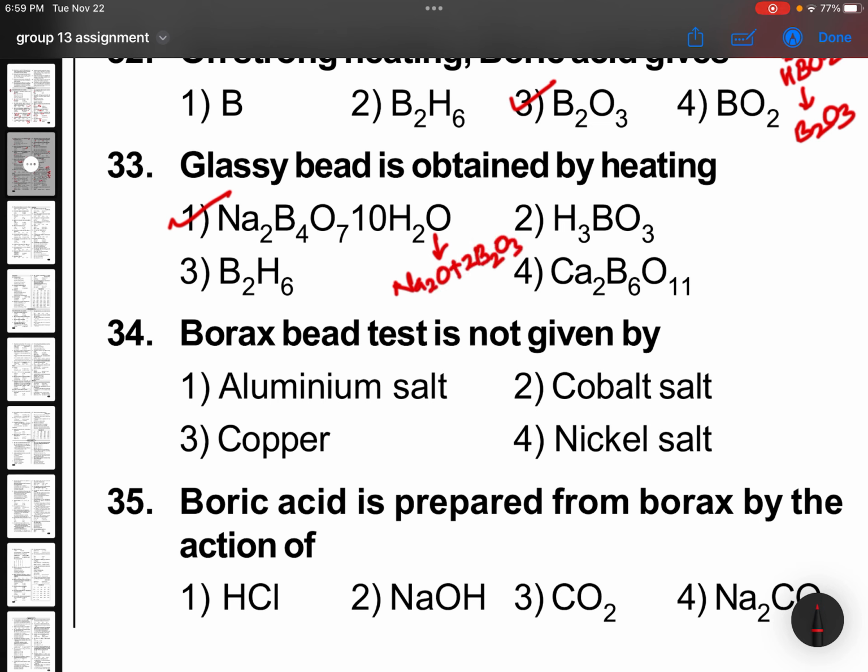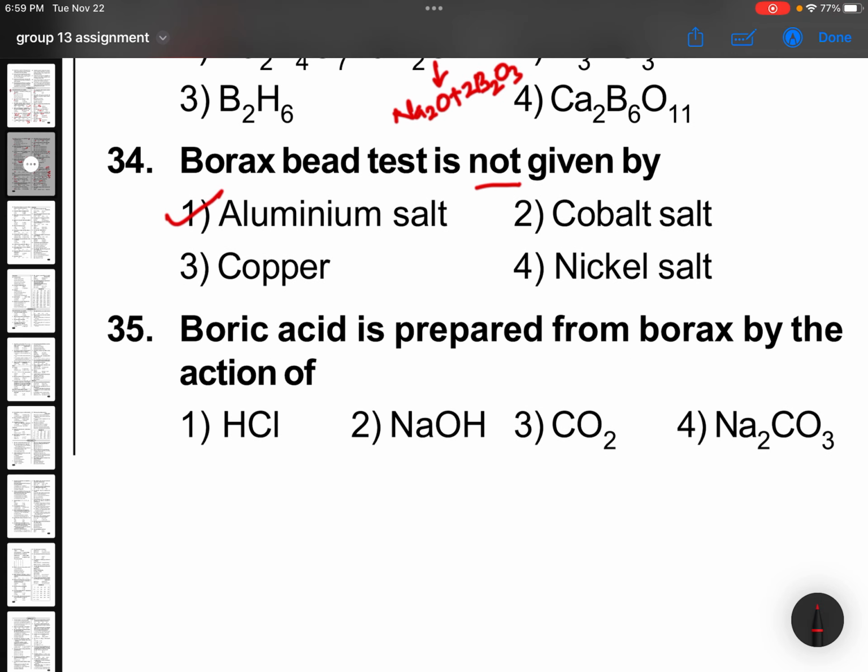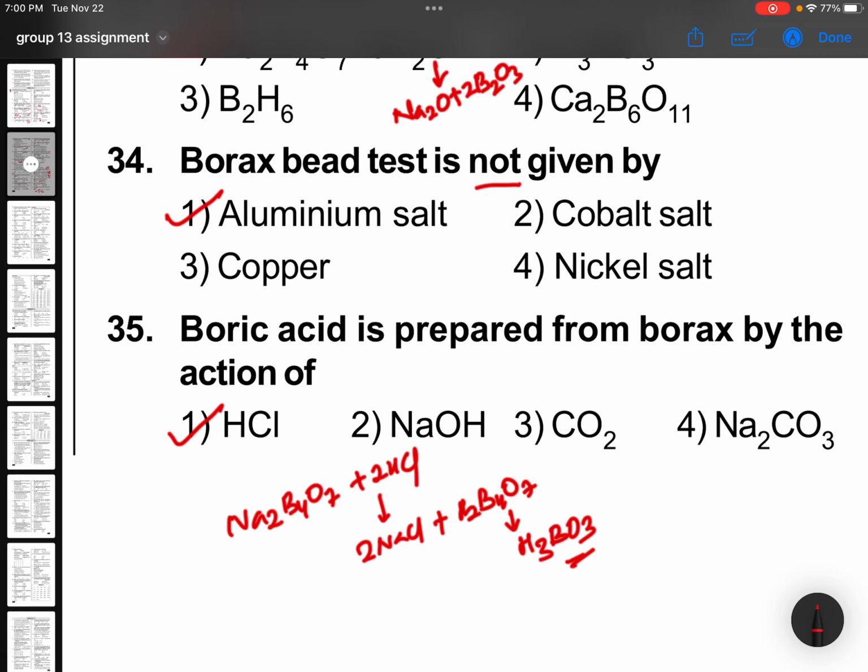The borax bead test is given by transition metals, so you can say aluminum is the best option. It is not a transition metal. Boric acid is prepared from borax by the action of acid. Just add acid, that is enough. Na2B4O7 plus HCl, if you are adding, it will form 2 NaCl plus H2B4O7, which further gives H3BO3, boric acid.